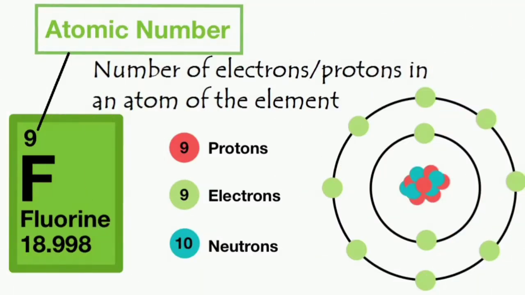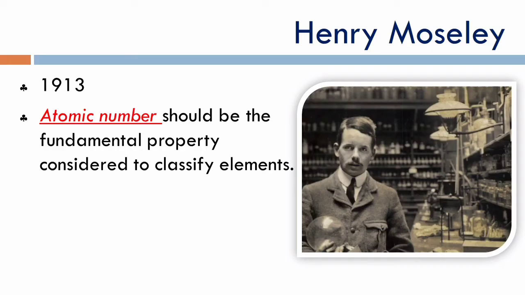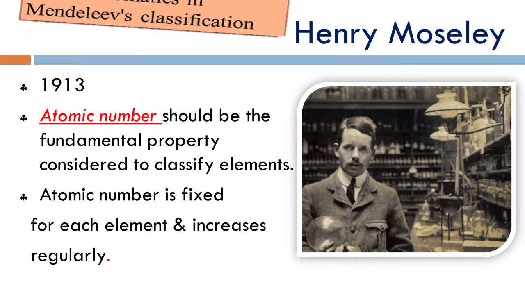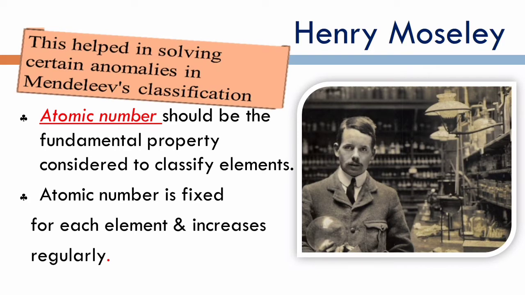Why atomic number? Atomic number of an element is equal to the number of electrons or protons present in the atom of the element. And hence, atomic number of elements are fixed and it increases regularly. It was also observed that when elements were classified on the basis of atomic number, a few anomalies of Mendeleev's periodic classification could be eliminated.